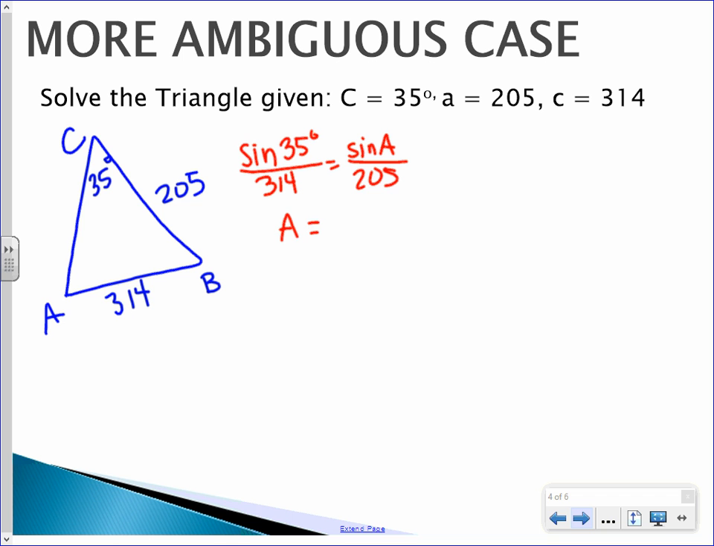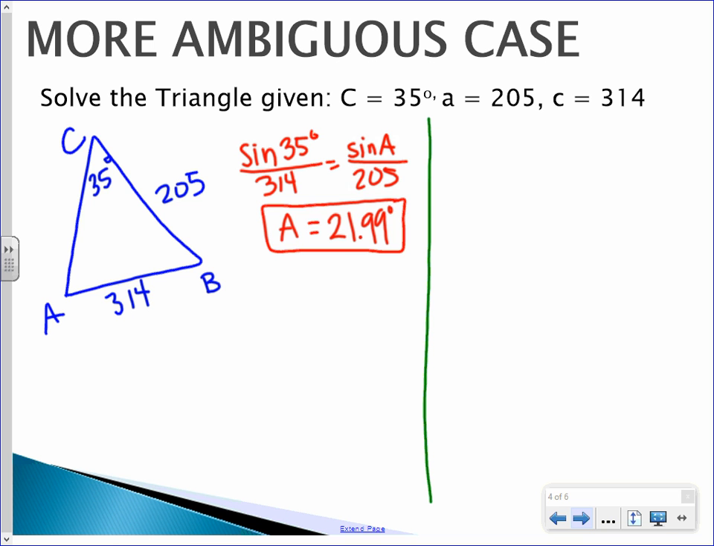Angle A, pod 5. Keegan and Tegan, what do you get for angle A? Okay, keep working. 21.99, do we agree with that? Okay, so now watch what happens.